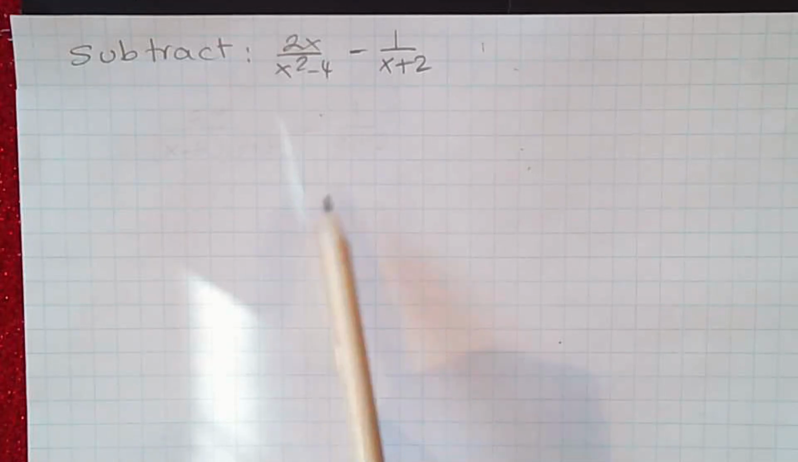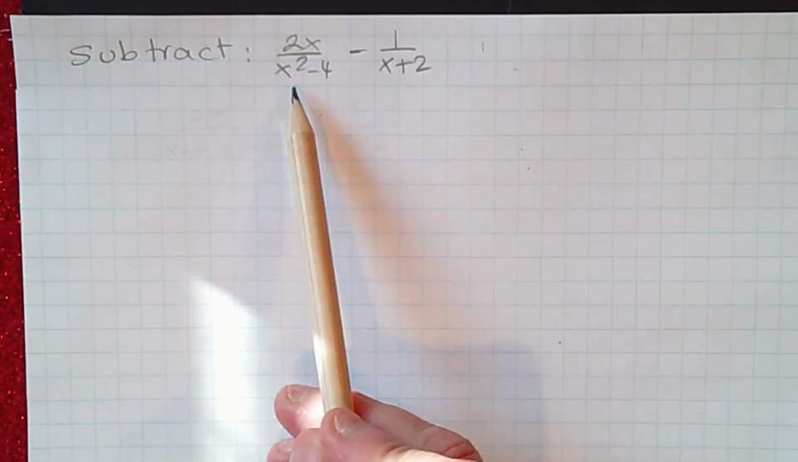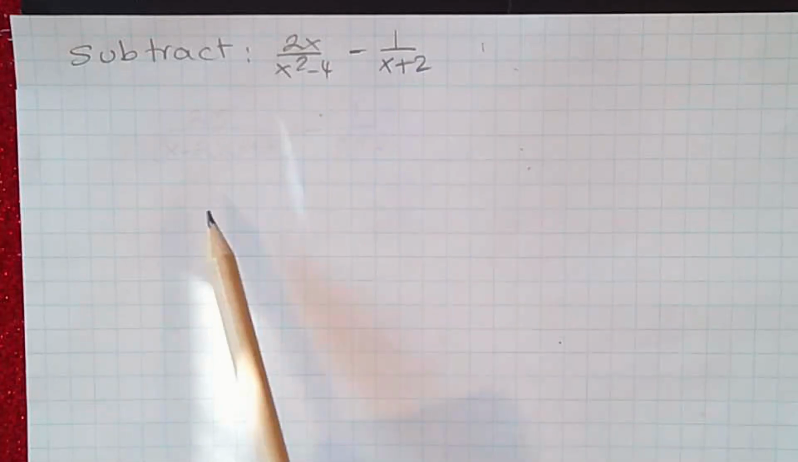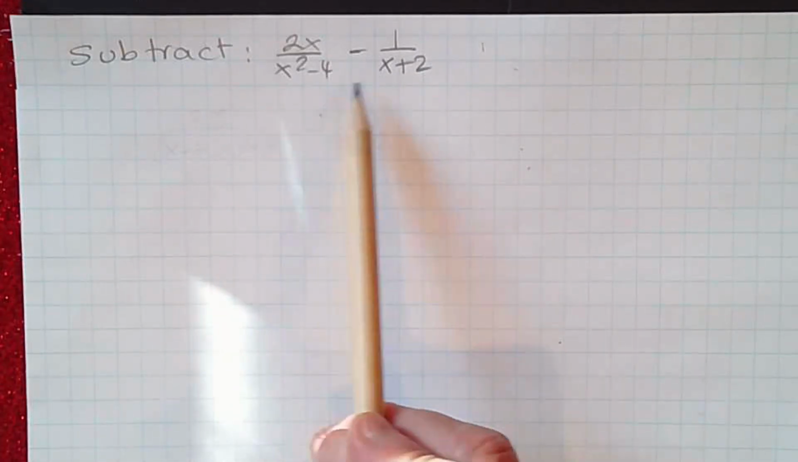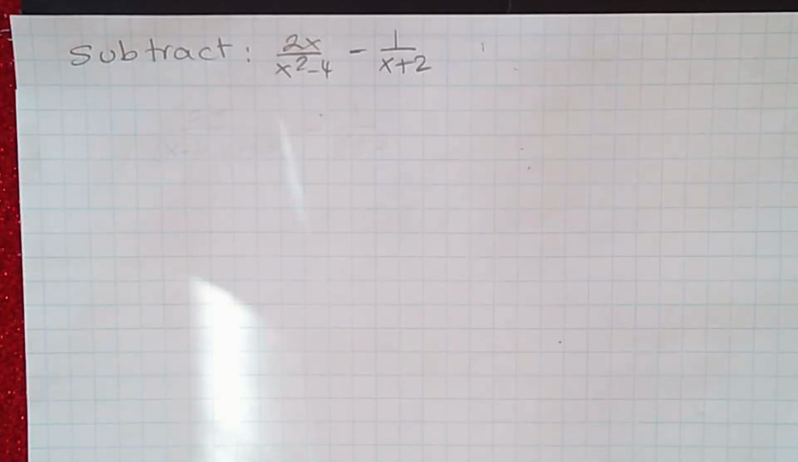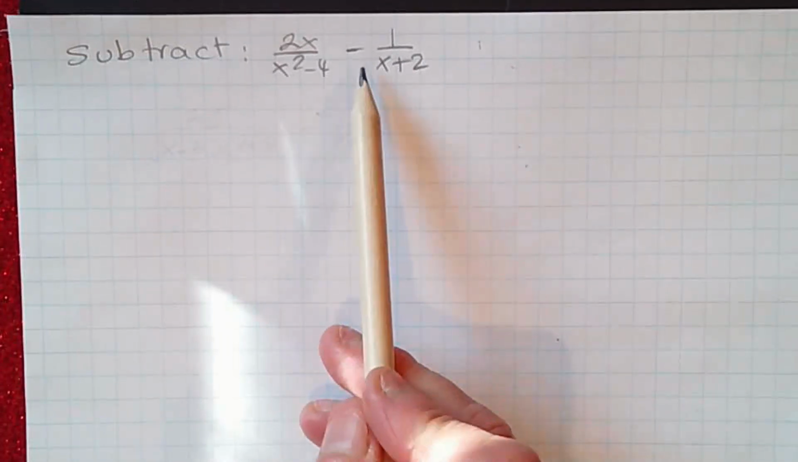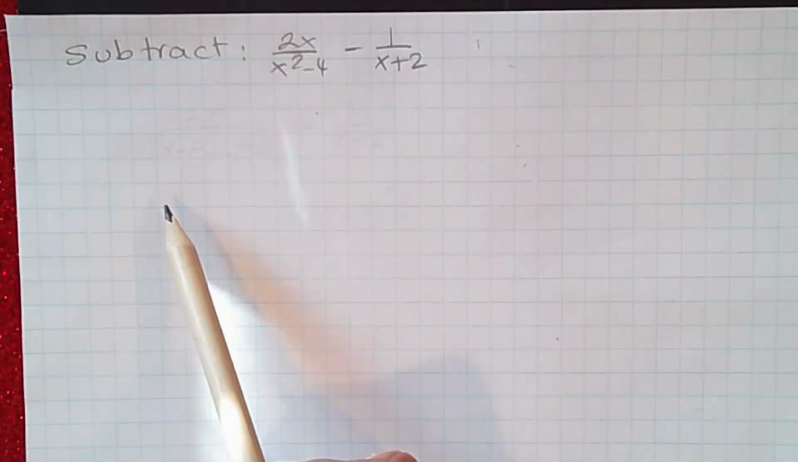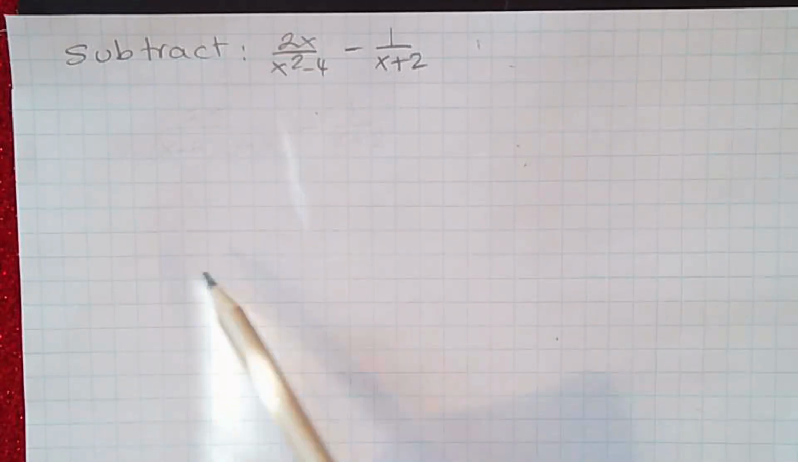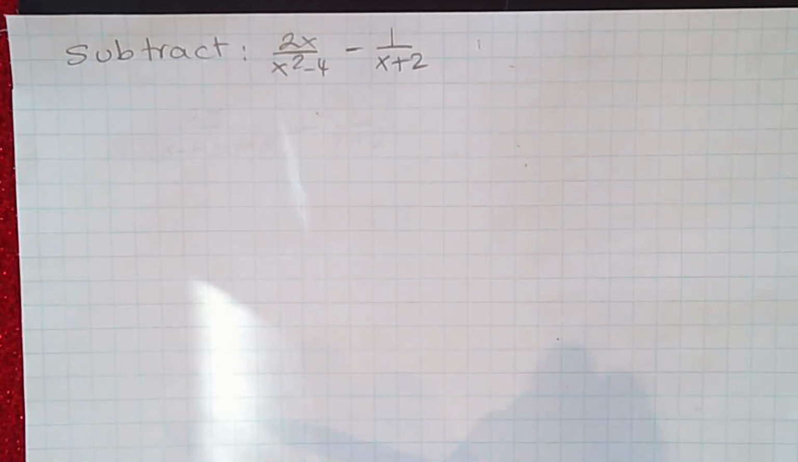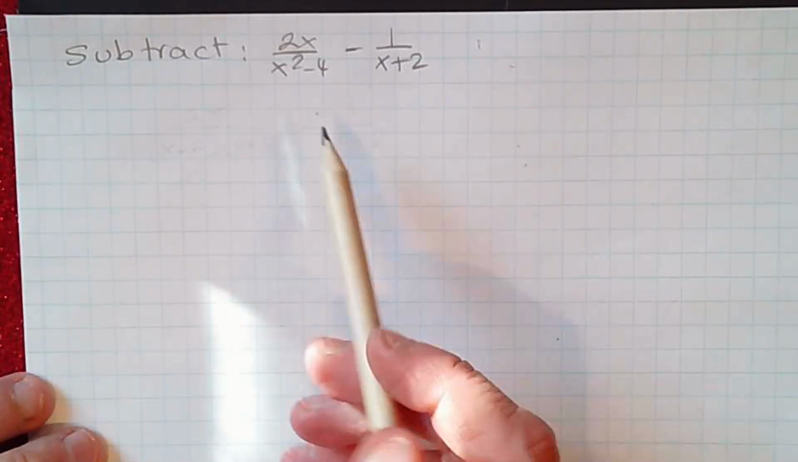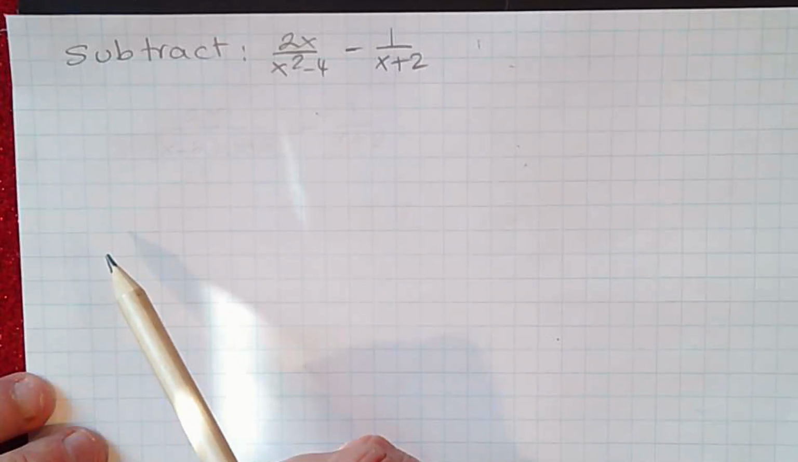So we want to subtract 2x over x squared minus 4 and 1 over x plus 2. Here we have two fractions with different denominators. So in order for us to subtract, we need to have the same denominator. Since we don't have the same denominator, we need to find the LCD. But first we need to factor the denominators completely.